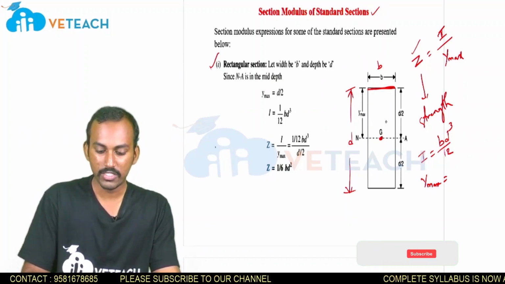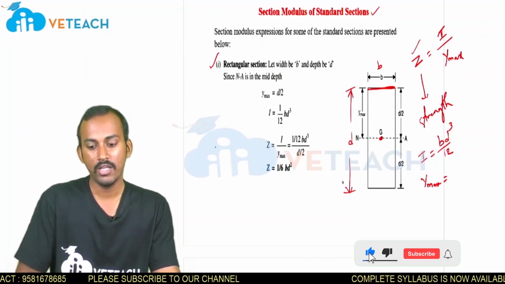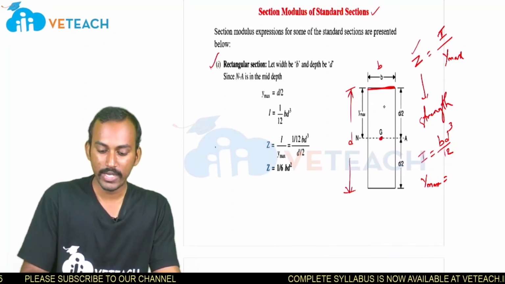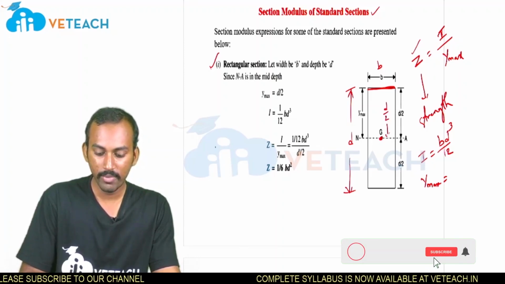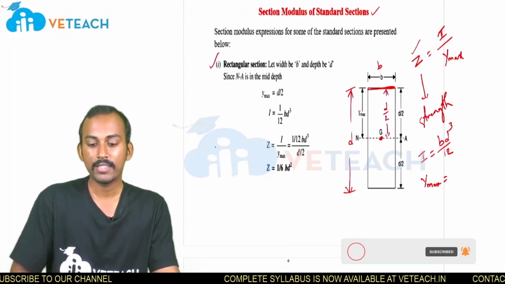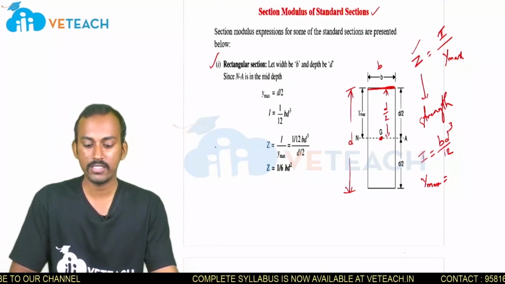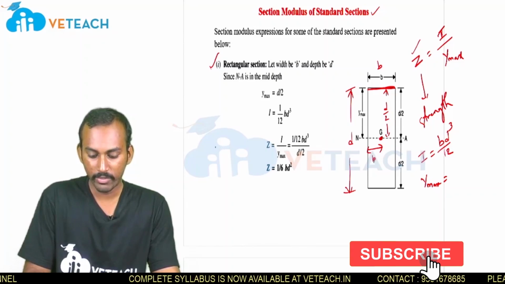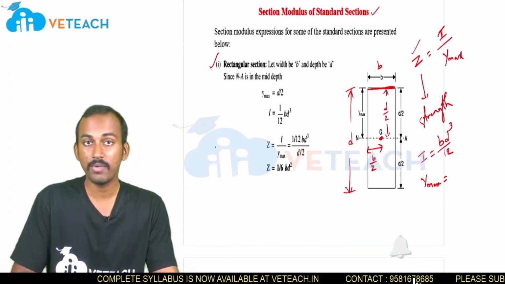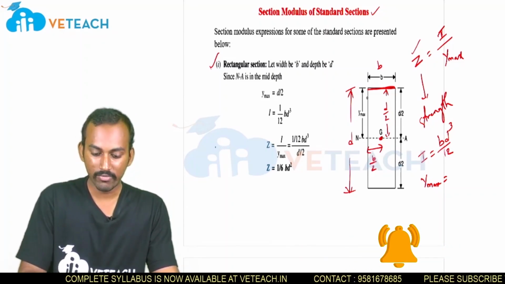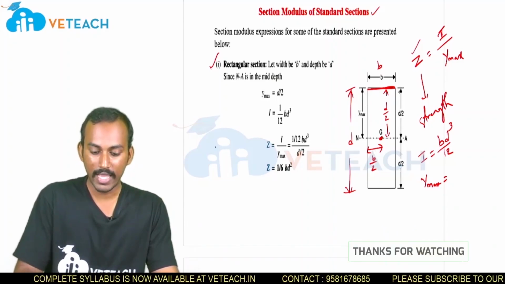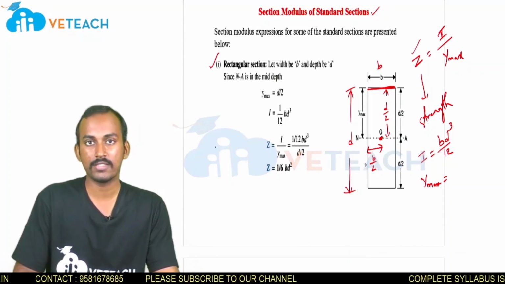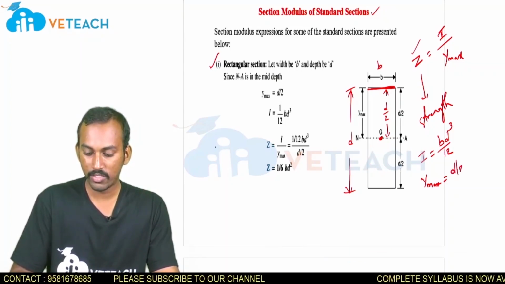From the CG to the outermost point, the overall depth is D. For a rectangular section, the CG lies at the center. So this distance is equal to D by 2. If D is the total depth, the centroid will be at half of the distance, that is D by 2. From here also you can take B by 2, but we should not consider that, because we are considering Y max in the vertical direction. So you have to consider D by 2 as the Y maximum distance. So Y maximum is equal to D by 2.